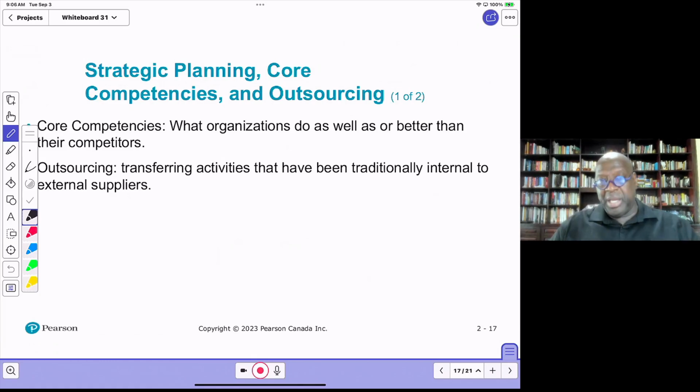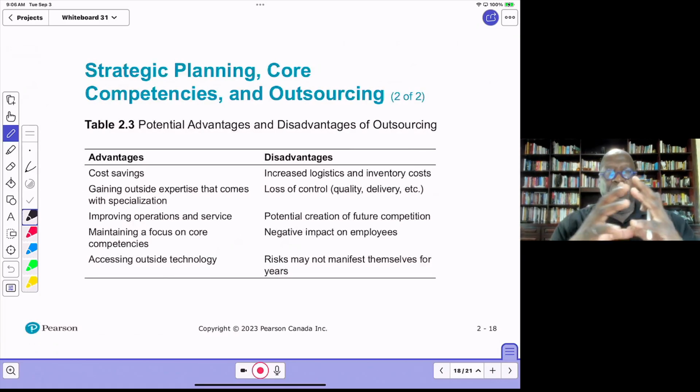So that's what helps you get a strategic plan for operations, which we call an operation strategy. Core competencies: what the organizations do as well as or better than their competitors. Outsourcing: transferring activities that have been traditionally internal to external suppliers. And the idea is really to give your company focus on the things you can do well. And the things you cannot do so well, it allows others to do that at a price. Okay, so it contracts that out.